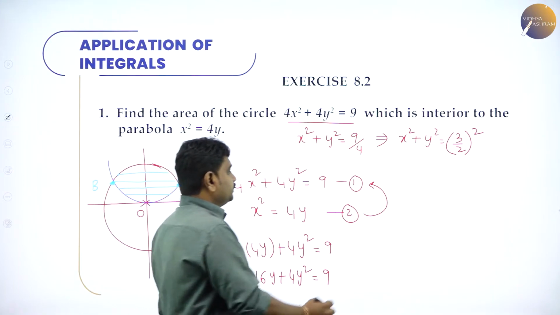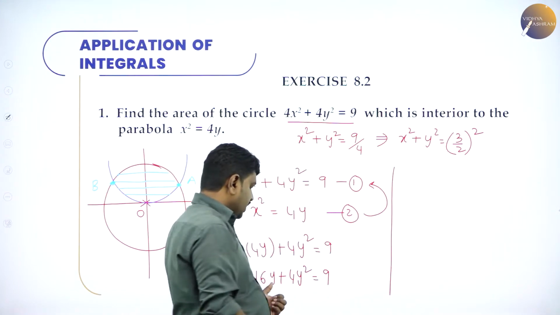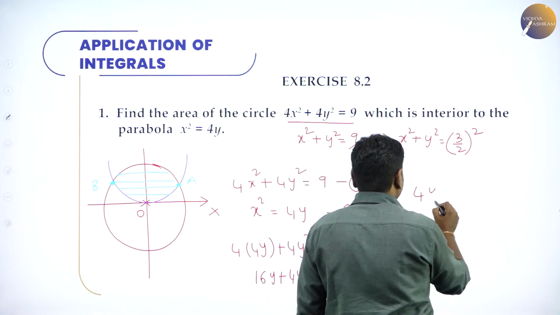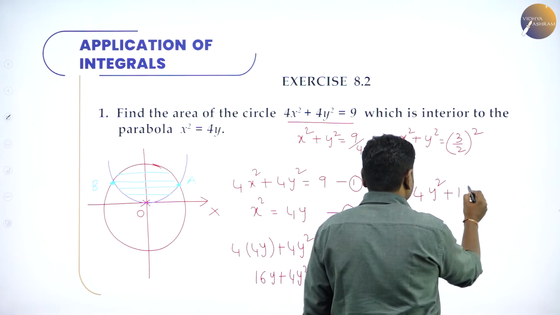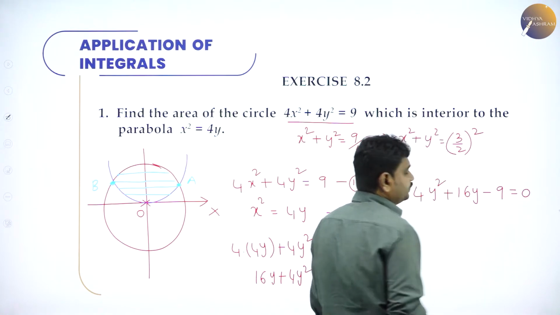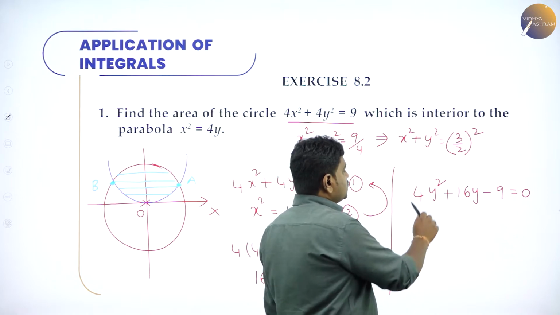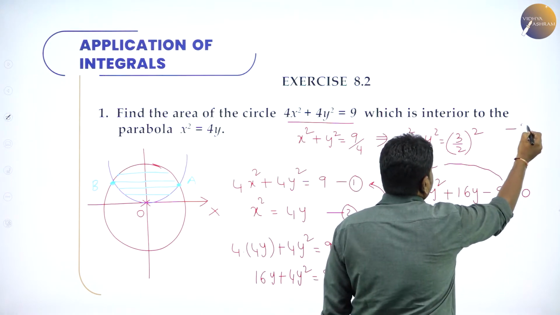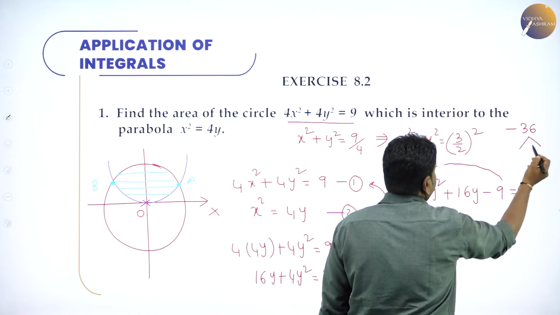So now further, this will become a quadratic equation. What is a quadratic equation? 4y square plus 16y minus 9 is equal to 0. Now how to solve this? Middle term factorization. So 9 into 4, 36, so minus 36. What are the factors for minus 36?